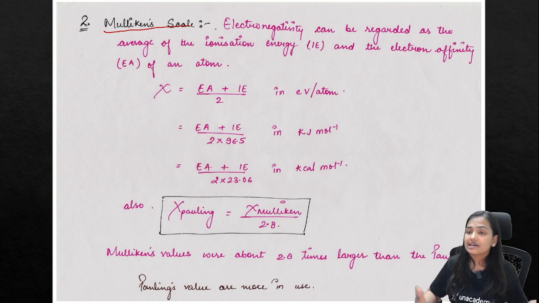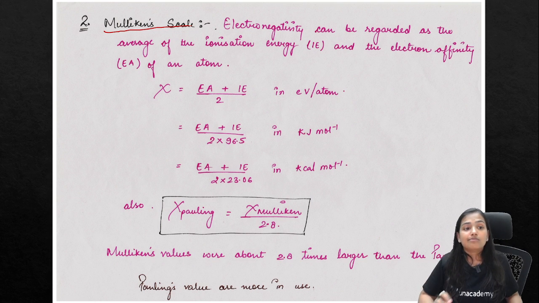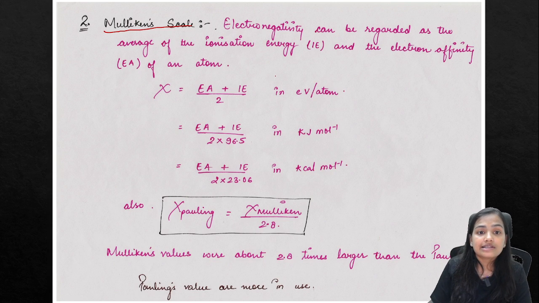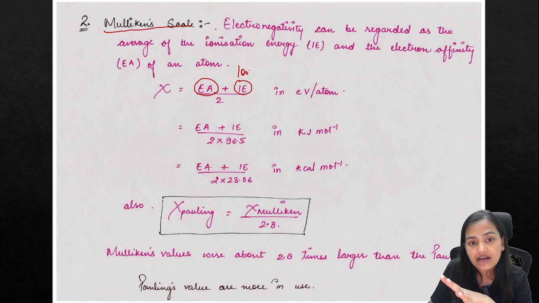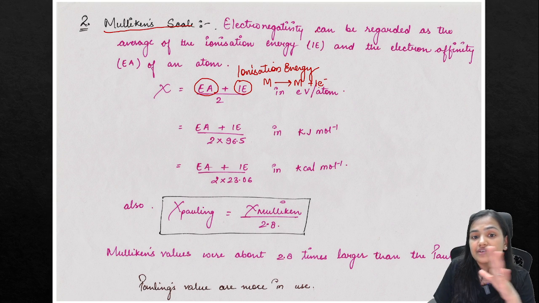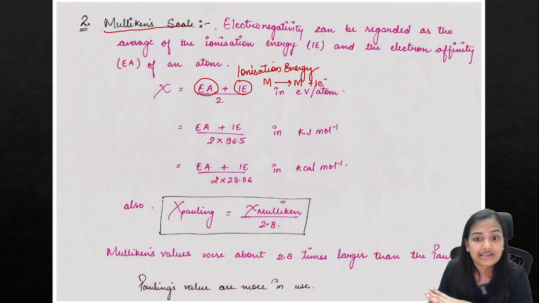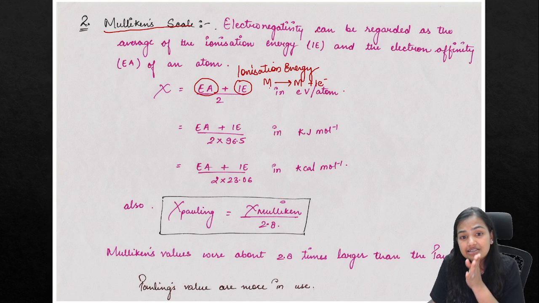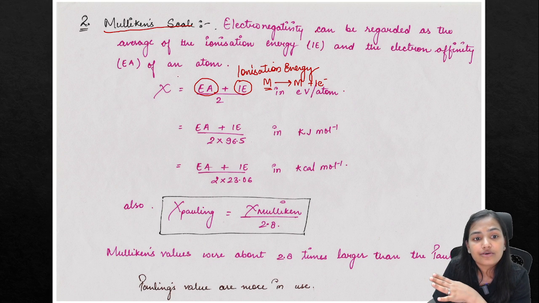So how did Mulliken explain this electronegativity principle? Mulliken said that this is an average of ionization energy and electron affinity. Okay, you know what ionization energy is? You might have gone through my previous lectures: if any species has a tendency to lose an electron, the energy required to remove an electron from an isolated gaseous atom is ionization energy. So this species tends to give the electron, and electron affinity is when a species tends to gain the electron.